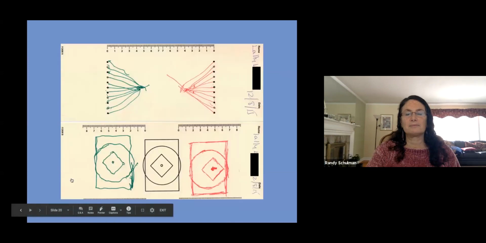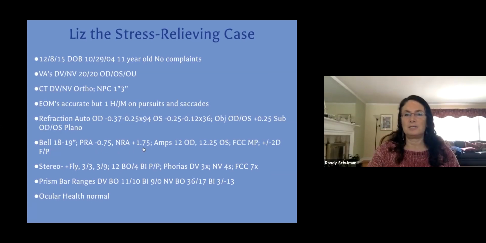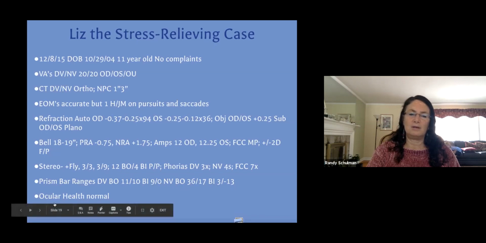Again, a little bit of minus on auto, some head and jaw movements on persistent saccades, good NPC, some reduced PRA, decent amps, minus projector, failing flippers, and then passes prism flippers, but reduced stereo, and then high base out, really low base in. So ocular health normal.